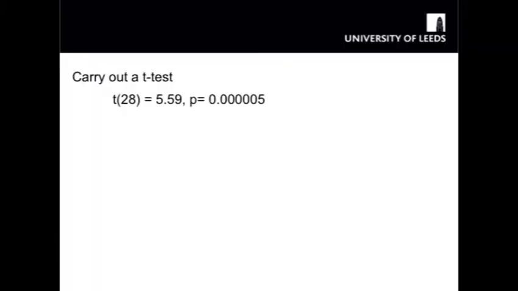So what are the probabilities of us making these errors? Well, the probability of making a type 1 error is called alpha, and the probability of making a type 2 error is called beta. Alpha you're already familiar with. That was the value that I just gave you with the result of the t-test, where p equaled 0.000005. That was the probability of saying that there was a difference when there wasn't, a type 1 error.